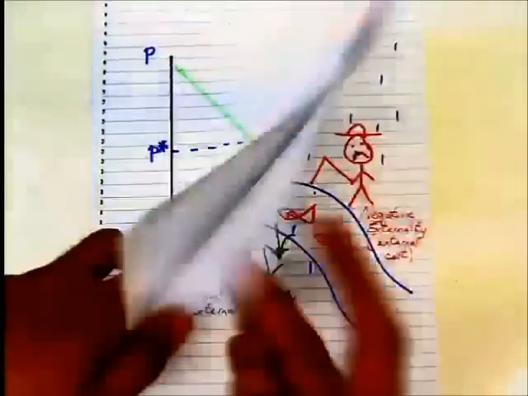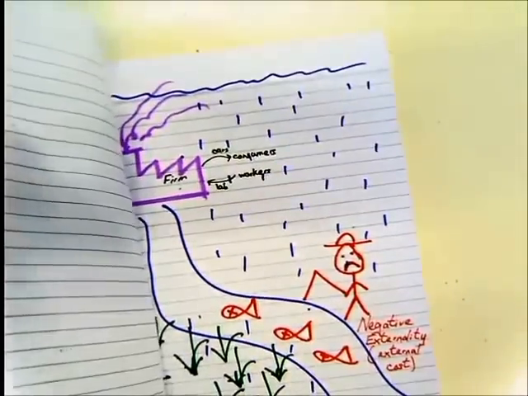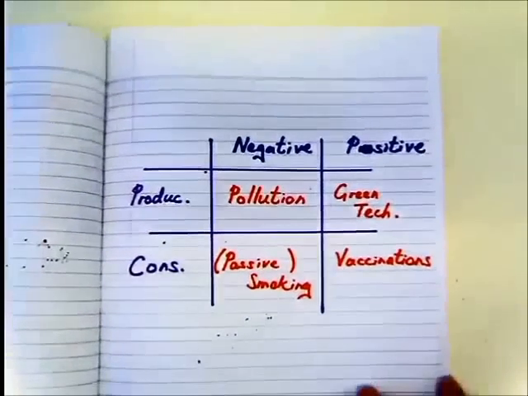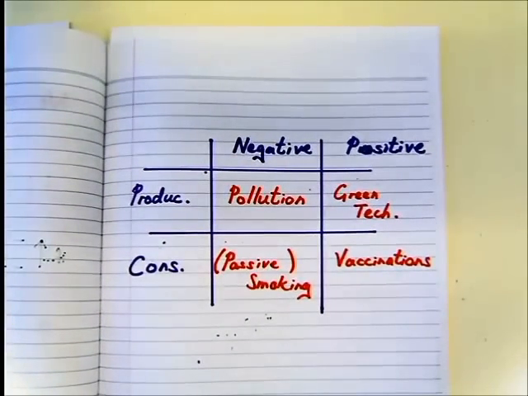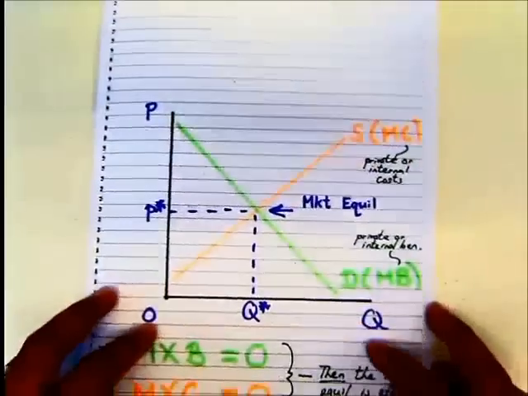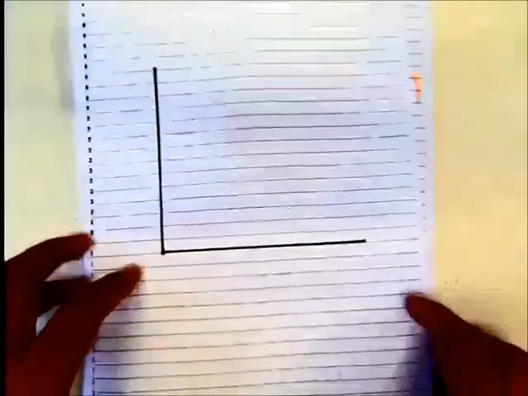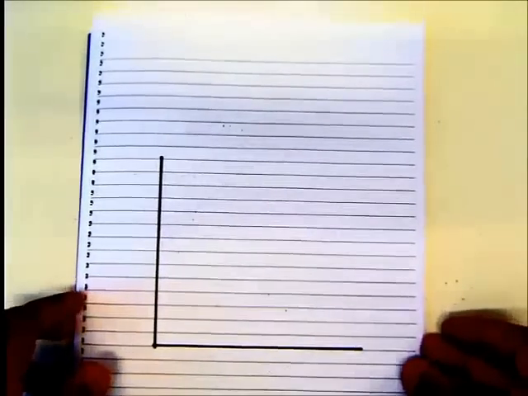We could have negative externalities caused by producers, positive externalities caused by producers, negative externalities caused by consumers, positive externalities caused by consumers. So let's analyze each of these four cases, and how those four possible types of externalities will affect the efficient outcome of the market.